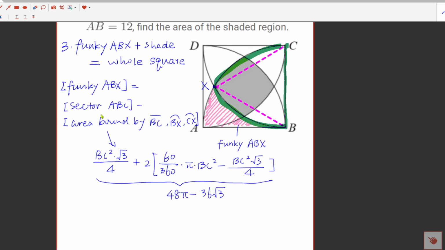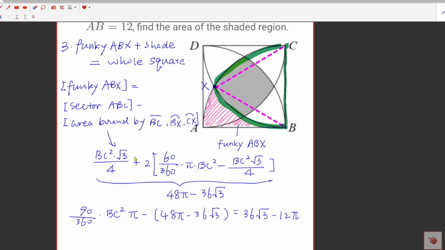Then we could use sector ABC subtracted by this number here to get the funky area ABX, which is 90 over 360 times BC squared pi minus 48 pi minus 36 square root 3, which gives us 36 square root 3 minus 12 pi, right? That's one of the funky area ABX.